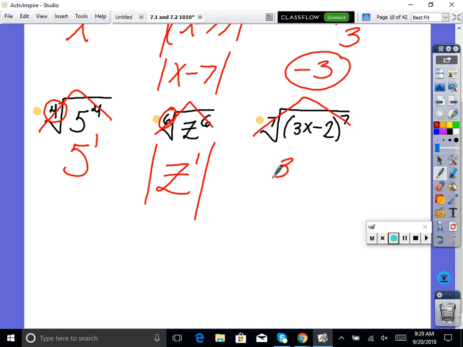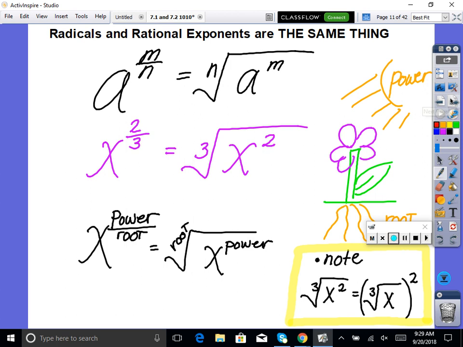Root cancels out with power, 3x minus 2 to the first. Do we need absolute values? Even root? No. Odd roots can have negative answers. Okay, we're doing good. So now, one other thing to remember, radicals and fractional exponents are equal.